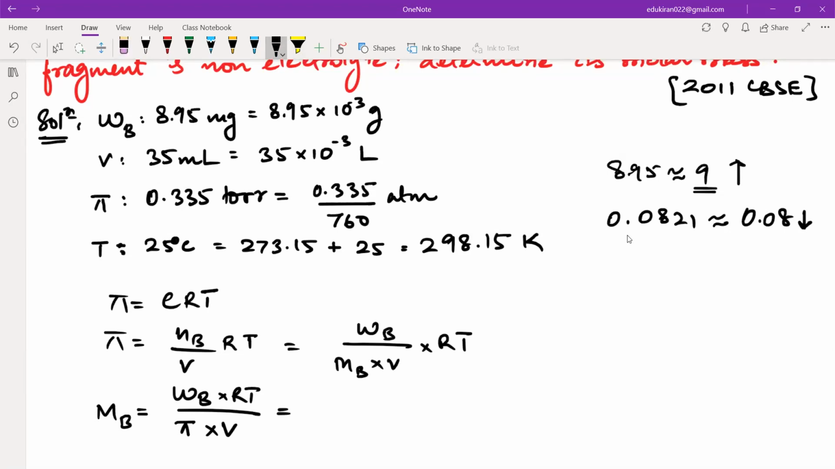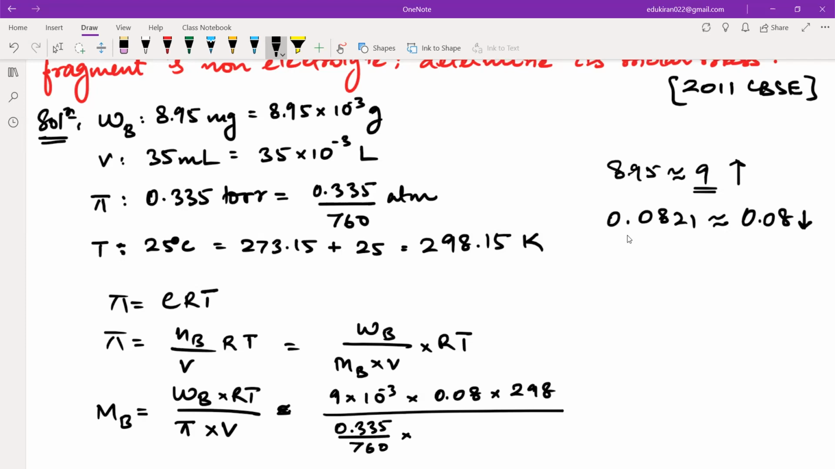I can write this as approximately equal to 9 into 10 to the power minus 3 into R, we will write 0.08, into 298 Kelvin, divided by 0.335 divided by 760 into volume, which is 35 into 10 to the power minus 3. So we can eliminate the 10 to the power minus 3 from both. Okay. Now you have to calculate.